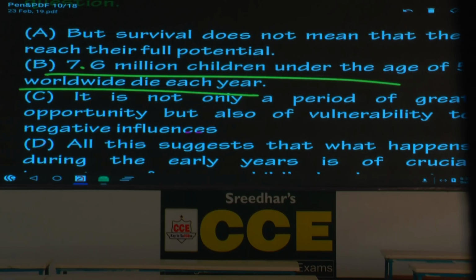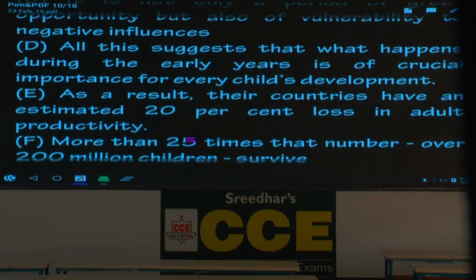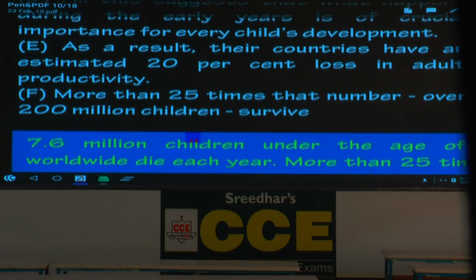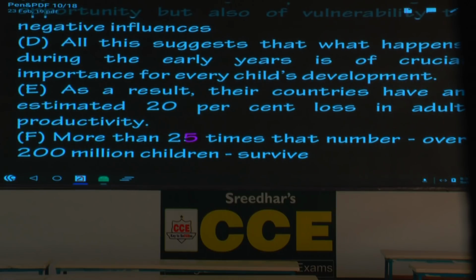7.6 million children under the age of 5 worldwide die each year. This is the first sentence. Please make a note. What is the second sentence? Now there are two problems here. One problem, they have rephrased, and in that process they have created a few problems for the candidates to get the correct order. Second problem, punctuation, which they have corrected. You don't have the same thing in the hard copy. What is that I have added? Please make a note.